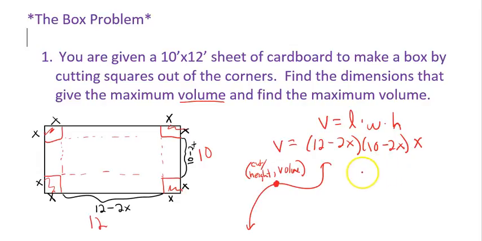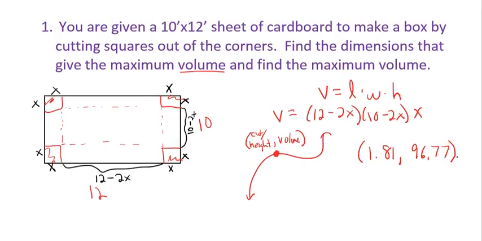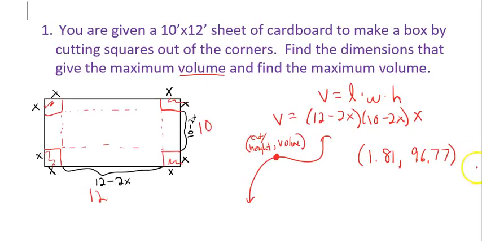And so when you find that maximum with your calculator, you should get the point (1.81, 96.77). And that is the x that we're cutting in, the 1.81, and the volume 96.77. That's that max volume. So I need to answer the question. First, dimensions. Dimensions are length times width times height.